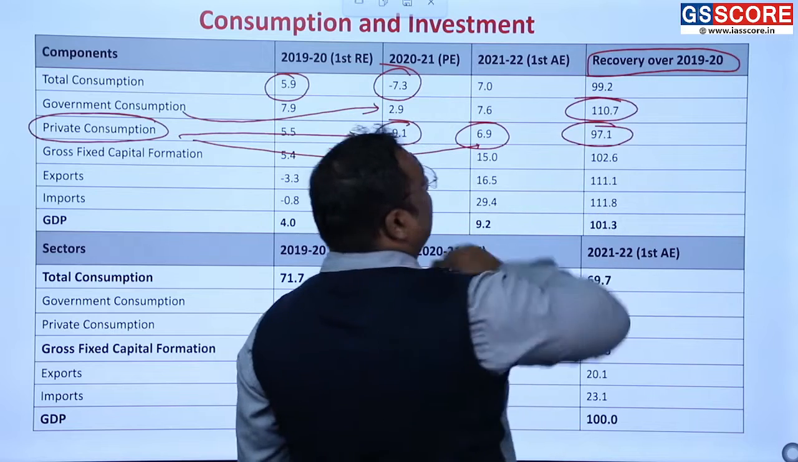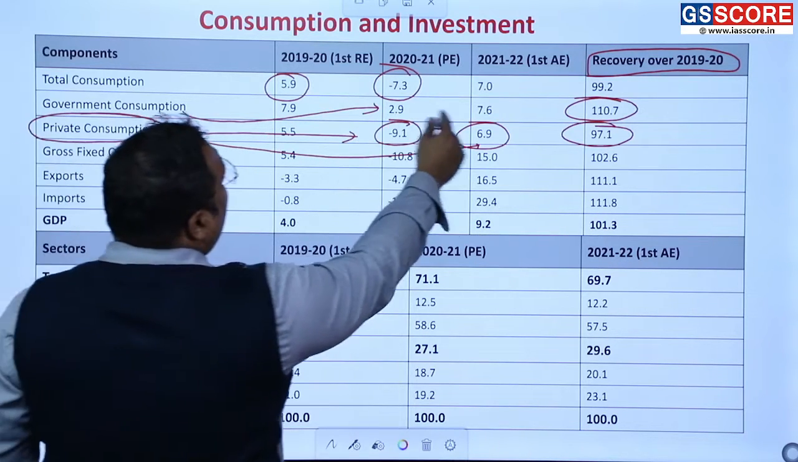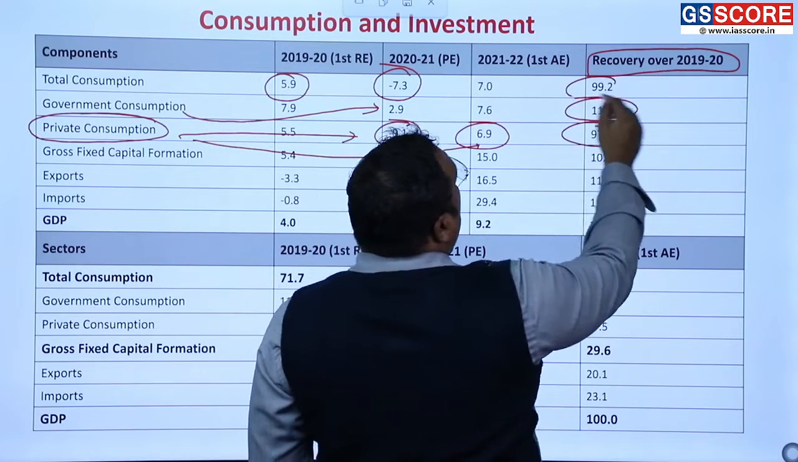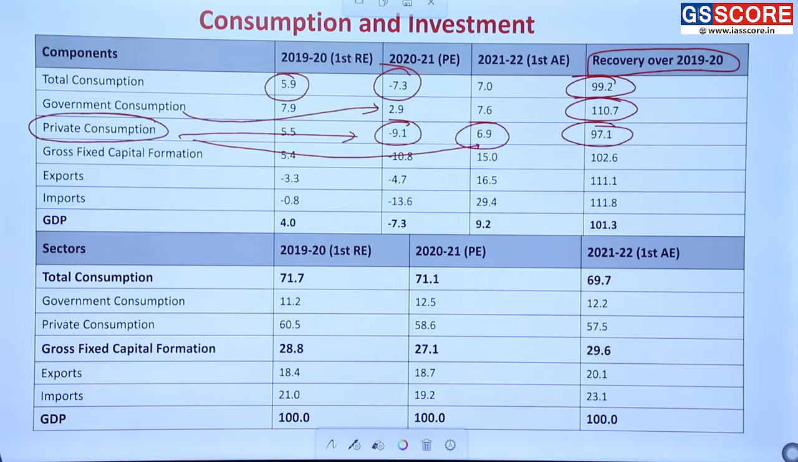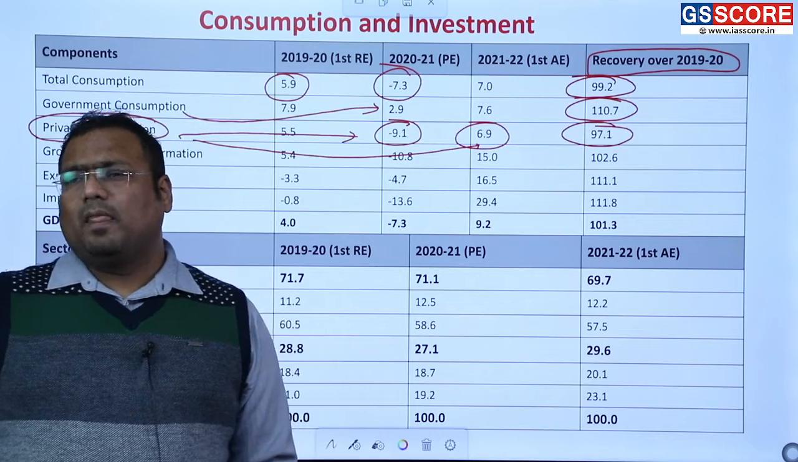Government consumption has increased considerably. Okay, 2.9 here, 7.6 here. So overall, we can see this much effect. Overall consumption is now almost at 2019 level. Now from here, we can say that 2 years we have roughly wasted away.